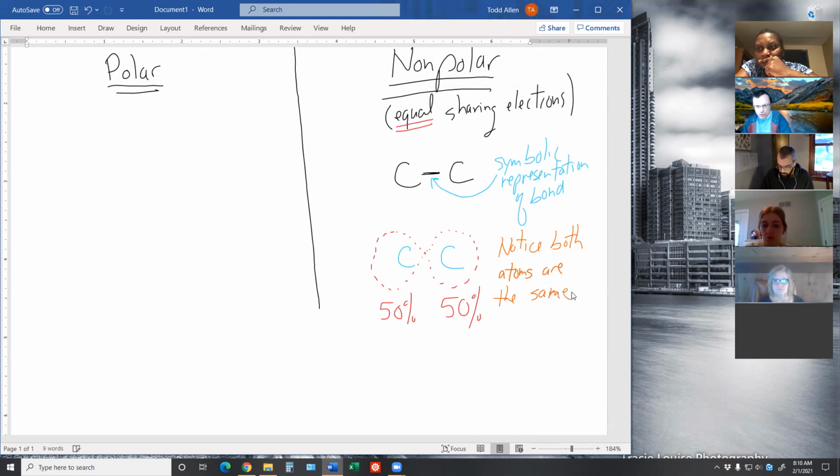And so that goes a long way to predicting whether a bond is going to be polar or nonpolar. If the bond is between two atoms that are exactly the same, a carbon and a carbon, a nitrogen and a nitrogen, a hydrogen and a hydrogen. If we're talking about two atoms that are the same, almost always, there are some nuances, but almost always you're going to have a nonpolar covalent bond circumstance.